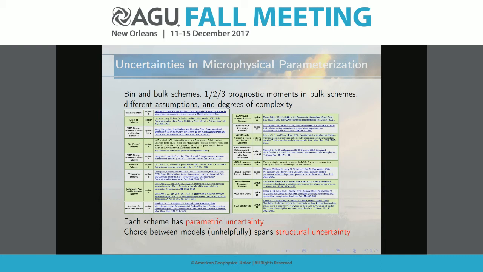Between these different schemes, there are different assumptions and different simplifications. Some of them are bin schemes, some of them are bulk schemes. They have different numbers of prognostic moments of the drop size distribution, and different degrees of complexity. So that spans a wide range of structural uncertainty. We're not sure which one's the optimal choice, and probably it depends on the simulation. And it's spanned unhelpfully because we can't span the distance in between these discrete choices.